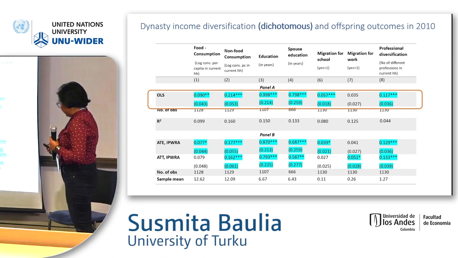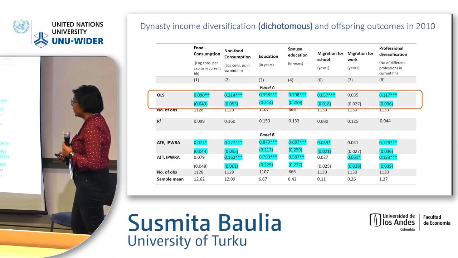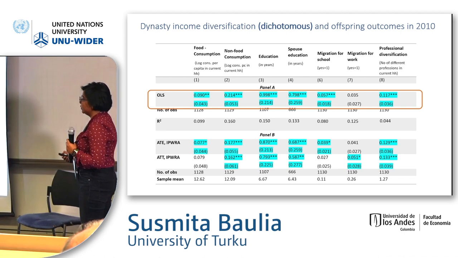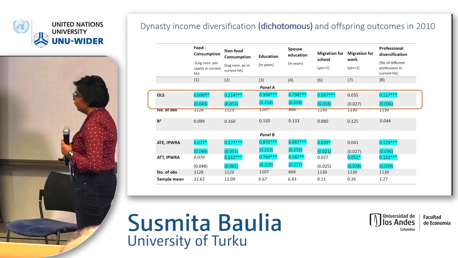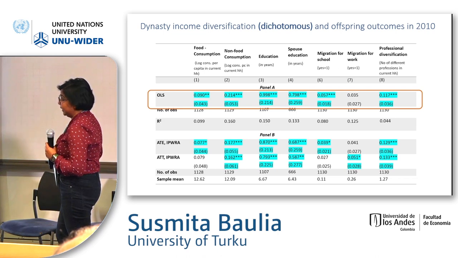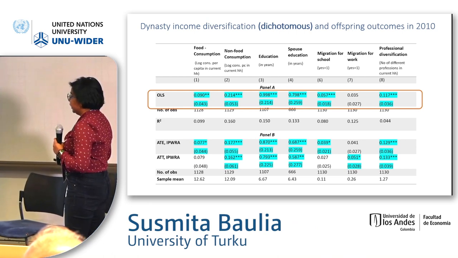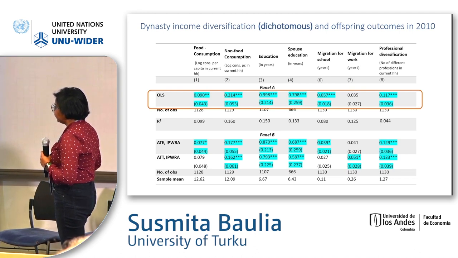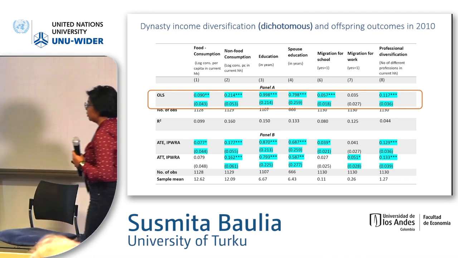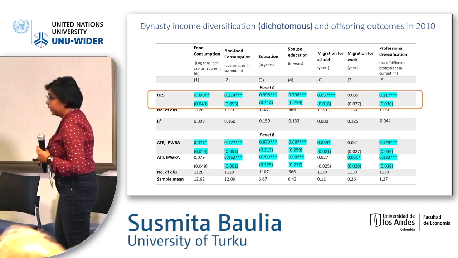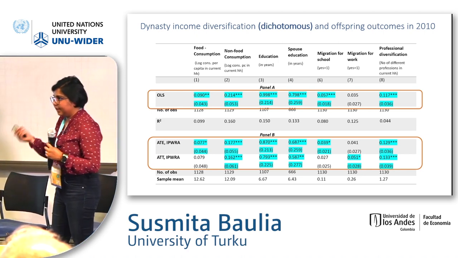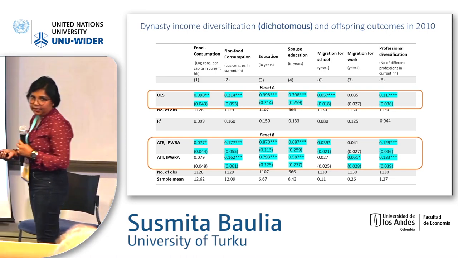So we see, for example, with the OLS, that food consumption due to diversification in the baseline household, in the current household, the young adult, they have food consumption increased by 9%. And then non-food consumption is even more, 21%. Education in years, it increases by a few months. And also probability to migrate for school is also more in the diversifying households. And with the propensity score analysis also, we see the results don't change meaningfully. They are similar, more or less.